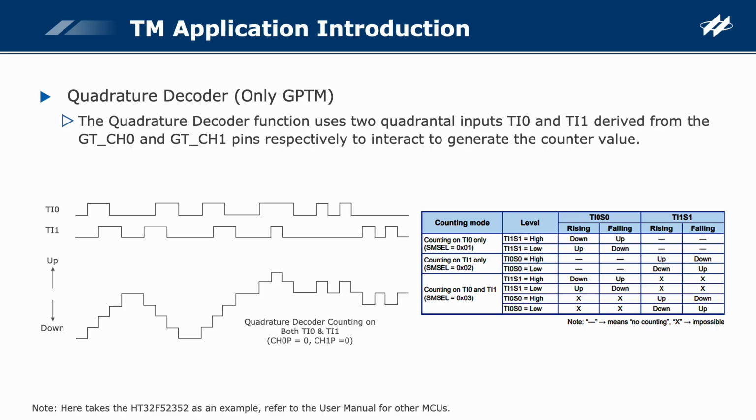On the left is an example of both TI0 and TI1 quadrature decoder counting. The counting direction and encoding signals are shown on the right. Here is a brief explanation.